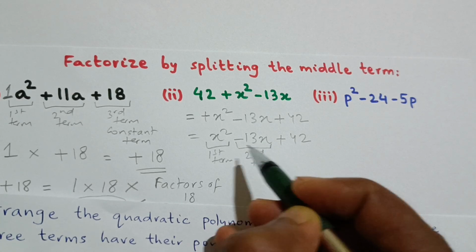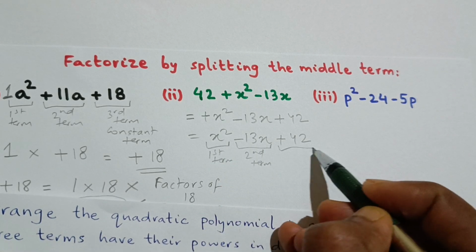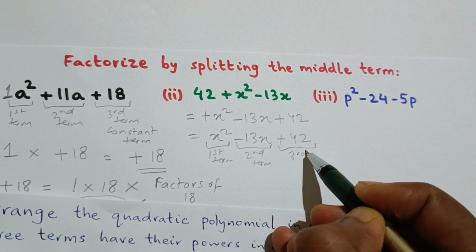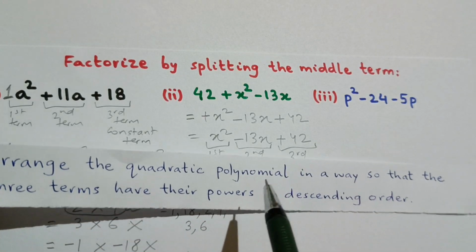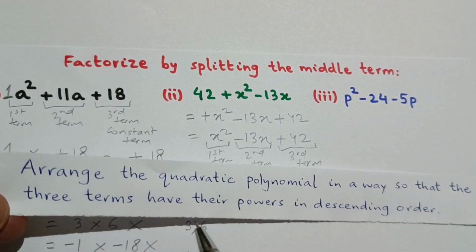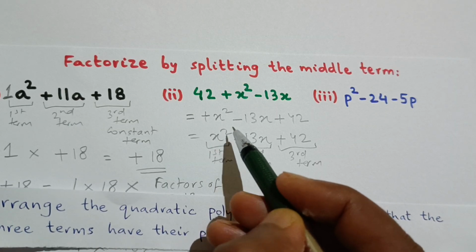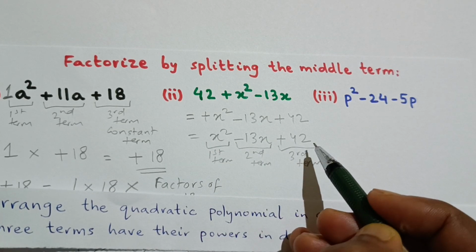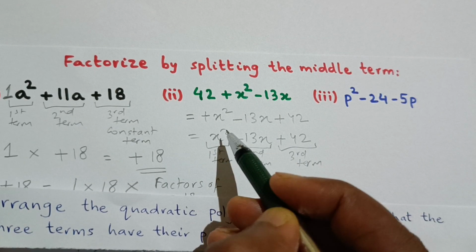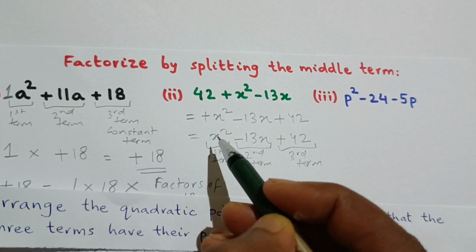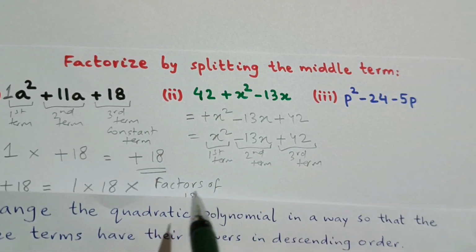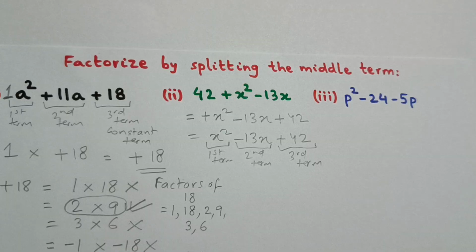Second term is minus 13x. First term is x square. And the third term is plus 42. So if you look at these 3 terms, now they are having their powers in descending order. Here the power of x is 2. Here the power of x is 1. Here the power of x is 0. So the powers are in descending order: 2, 1, 0. Yes. So this rule has been fulfilled.